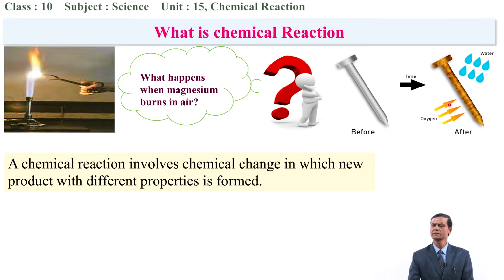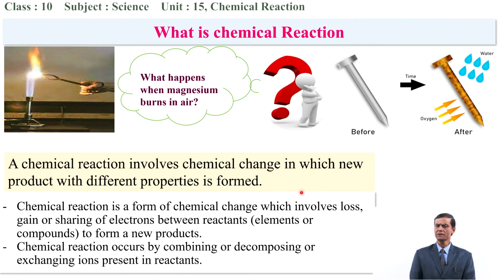So, a chemical reaction involves chemical change in which a new product or new substance is formed which has different physical and chemical properties, isn't it? The properties are totally new because there is chemical change. So, a chemical reaction is a form of chemical change in which there is loss or gain or sharing of electrons, isn't it? Between the reactants, that means between elements or compounds which are taking part as reactants to form the new substance or product, isn't it?